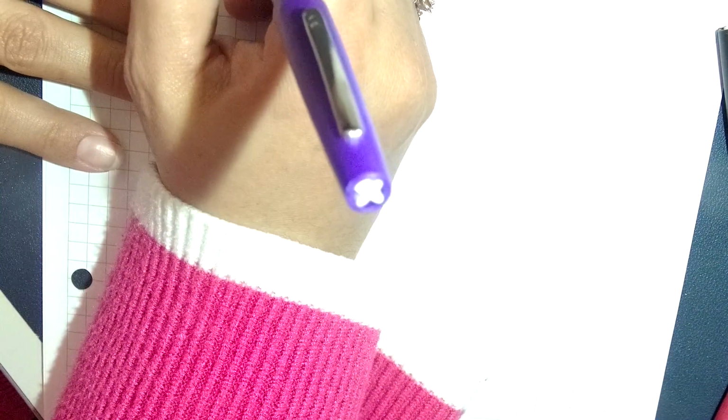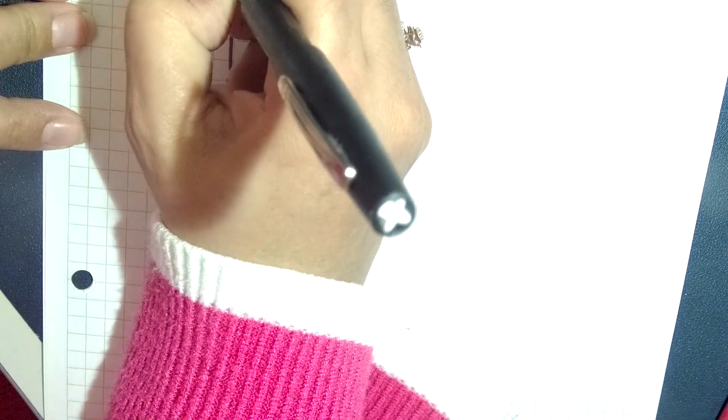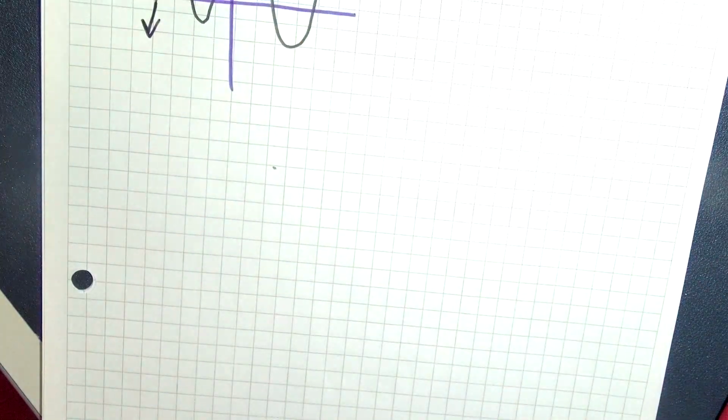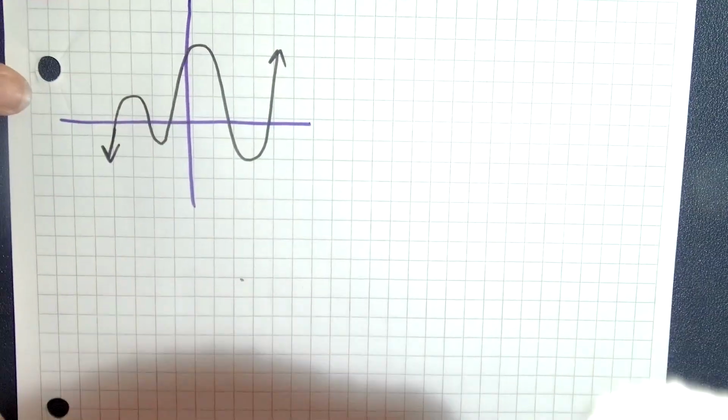So let's say we have that curve again. Let's say we have, and just to be sure, it doesn't have to look exactly like mine. Just make sure it looks kind of squiggly or whatever. It doesn't have to look exactly like mine.